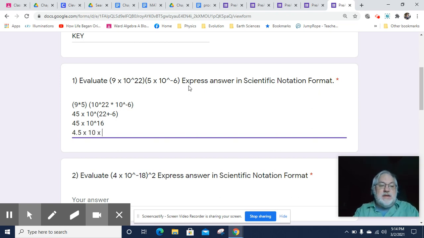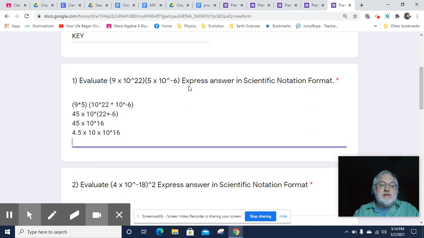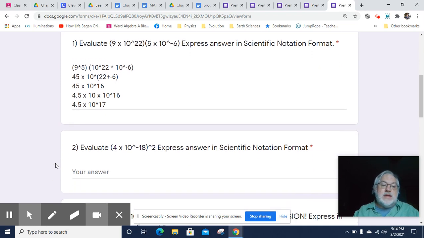But we still have the 10 to the 16th to deal with. If I make 45 10 times smaller, we can just migrate that power of 10 over here to 10 to the 16th and make it 4.5 times 10 to the 17th. We made 45 10 times smaller, so 10 to the 16th had to be 10 times bigger. Okay, so that is that one. Let's take a look at the next one.